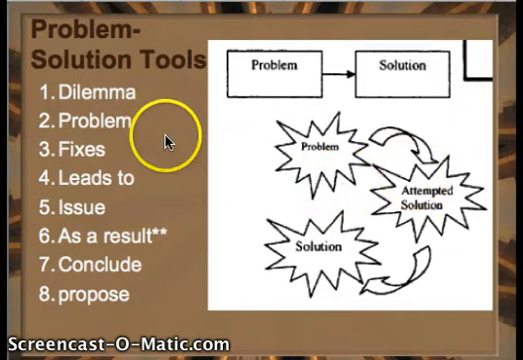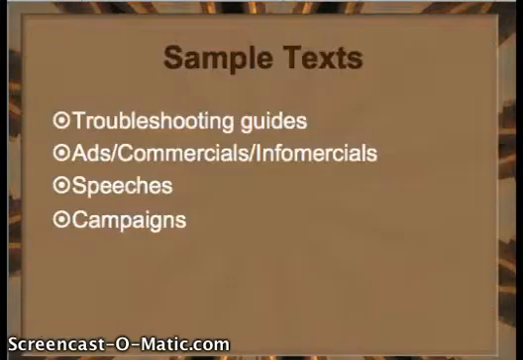Notice that there are several different ways that you can look at signal words. Number 6, as a result, is starred because as a result can also be a cause and effect, which is why it's important to know that signal words are not the only clue in helping figure out the text structure. You'll see this text structure used in troubleshooting guides, advertisements, infomercials, speeches, and even campaigns.